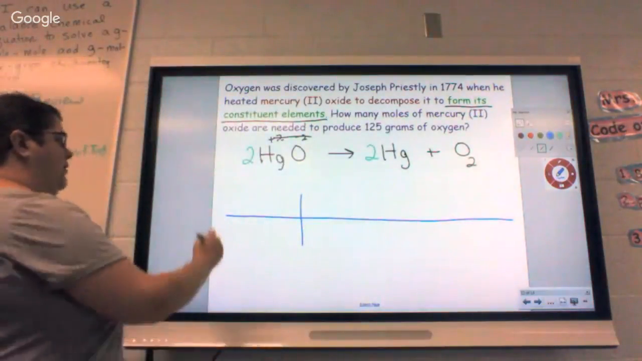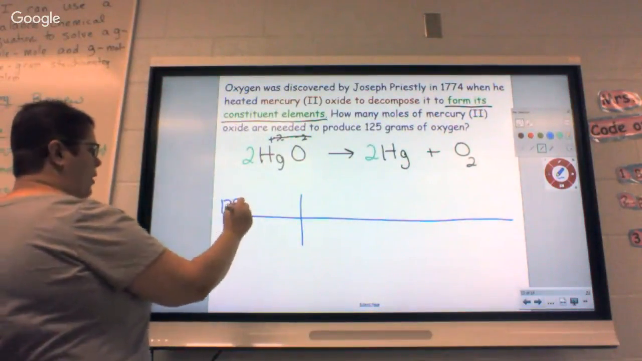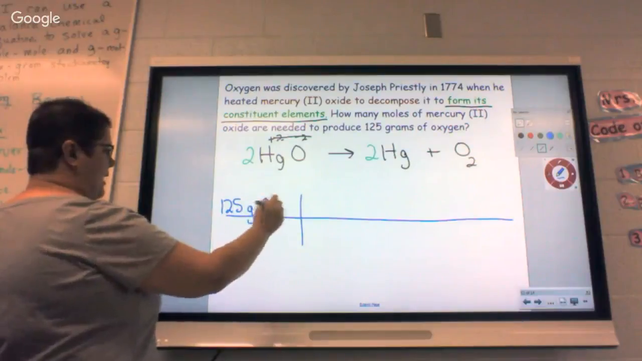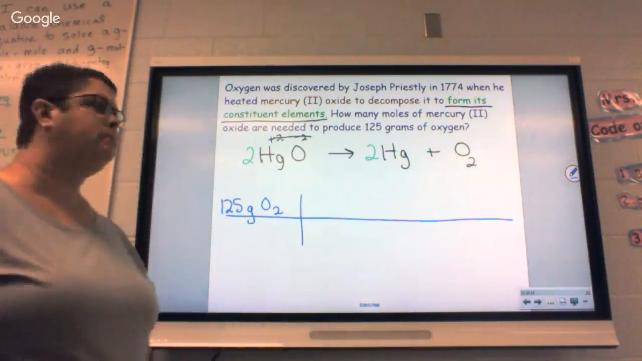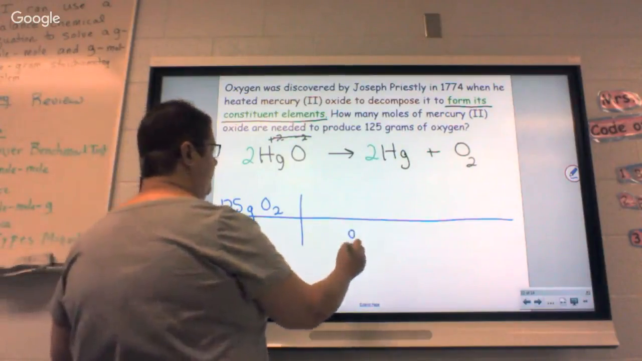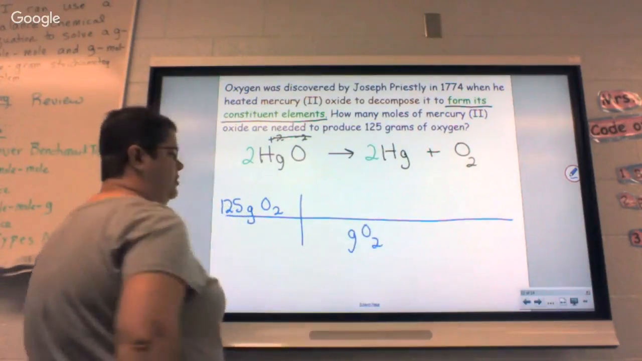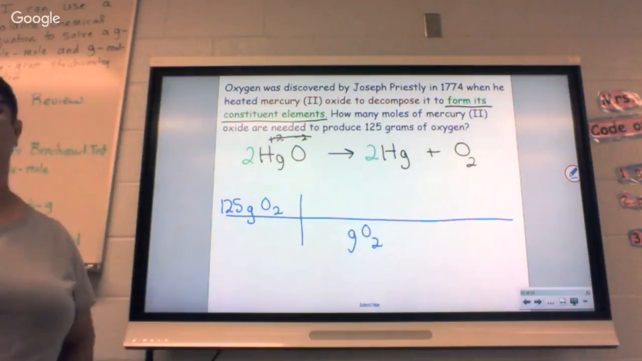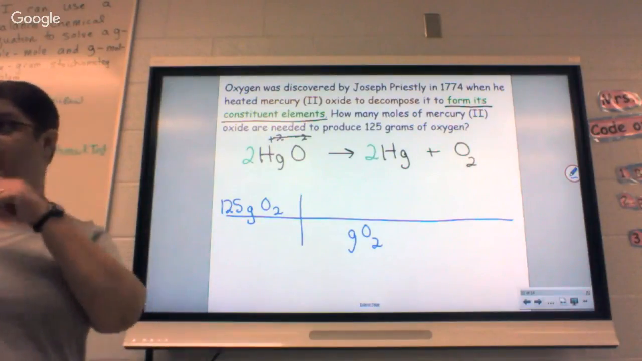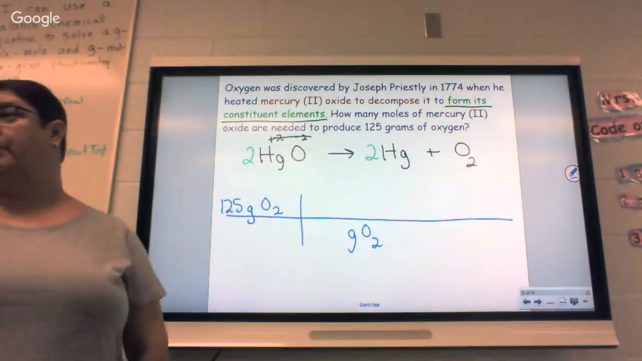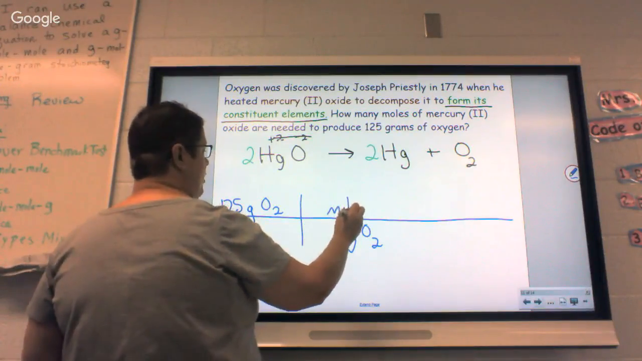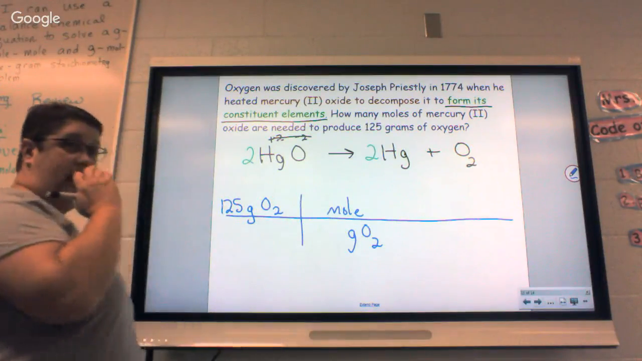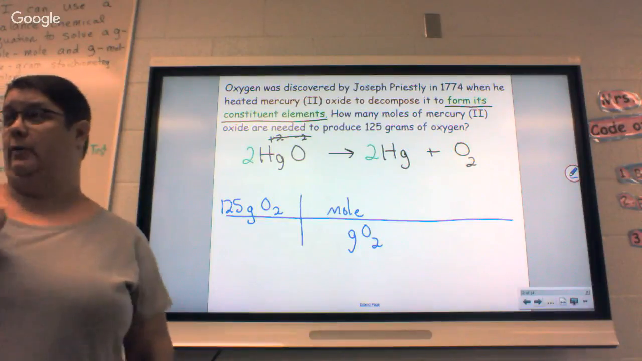All right, so what are we starting with? All right, 125 grams of oxygen. Remember, we always find the number and what's behind it. So, what goes on the bottom line of our chart? All right, so are we changing compounds? Not yet, but we're going to. So, what do we put on the top? Mole. So, is this our mole ratio step? No. So, can we go ahead and change the compound?